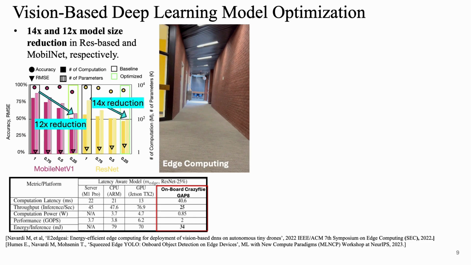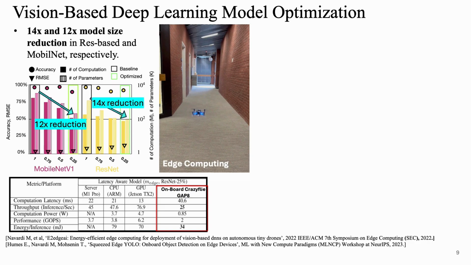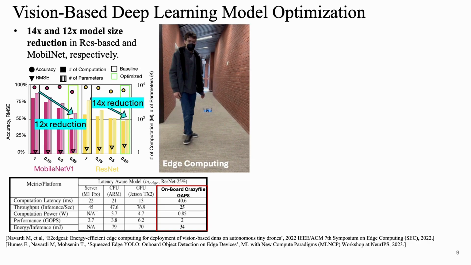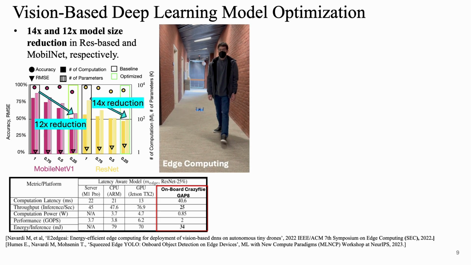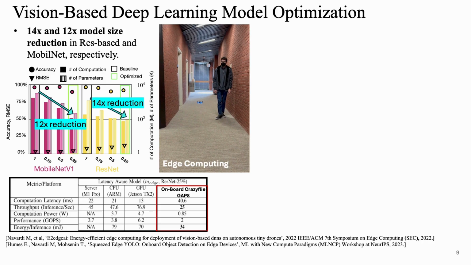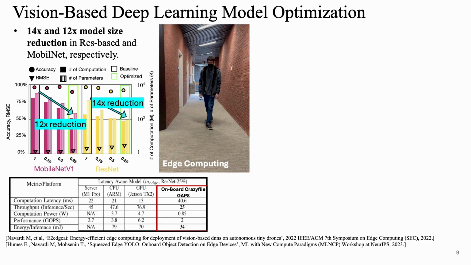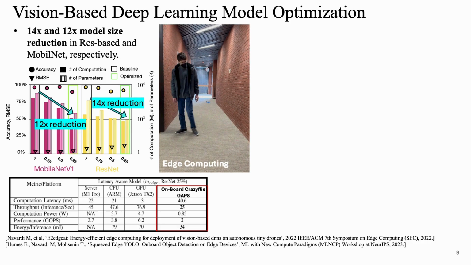This slide shows two case studies of model optimization. On the left, the bar plot shows I reduced the model size by 14 times and 12 times, which can fit on a variety of resource-constrained edge devices, including embedded CPUs and GPUs, as well as tiny drones that have only 500 kilobytes of memory. I deployed a collision avoidance model on a tiny drone with only a few kilobytes of memory. The drone was able to avoid obstacles successfully in real time, while consuming only 850 milliwatts.